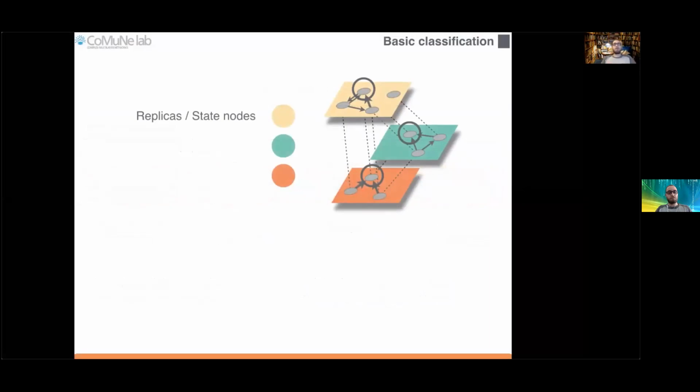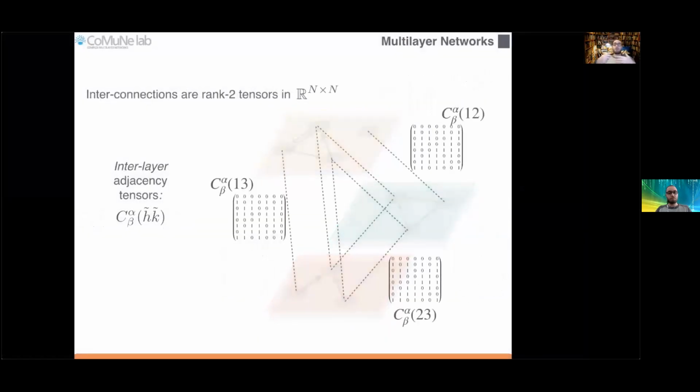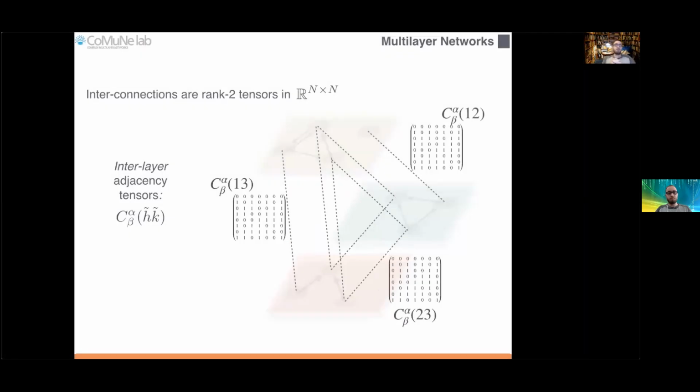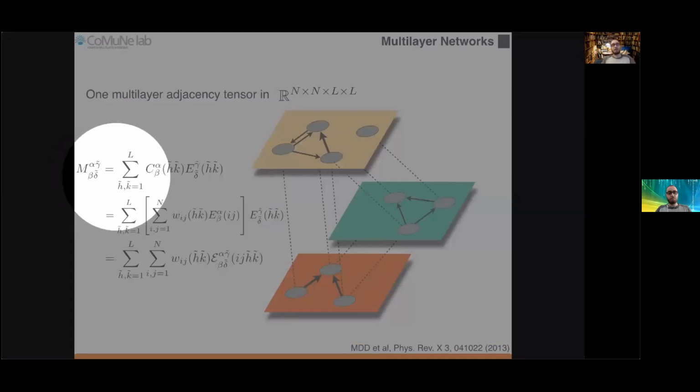So I have already anticipated that we make this distinction between state nodes or replica nodes and physical nodes, and it can be shown that you can map all of this information to matrices, but more specifically to tensors. So a rank 2 tensor here, you can think about it as the adjacency matrix to some extent, each one encoding the connectivity of a single layer. But then you have also rank 2 tensors encoding all the pairwise interactions between the layers. So you have another bunch of tensors. And there is an elegant way to put all of this information together within a single object that is a rank 4 tensor that is called the multi-layer adjacency tensor.